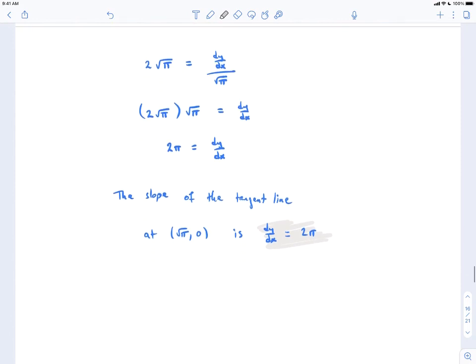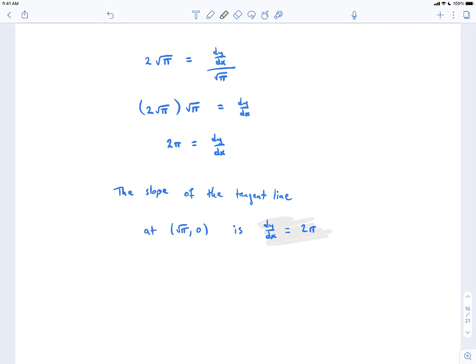So even though we started with a very complicated equation, and when we computed the derivative of both sides of that equation using implicit differentiation, we again ended up with something very complicated, since we were just looking at this one specific point, we were able to just plug in x equals the square root of pi and y equals 0, and that simplified our computations quite a bit. And then we just solved for the unknown quantity, dy/dx.